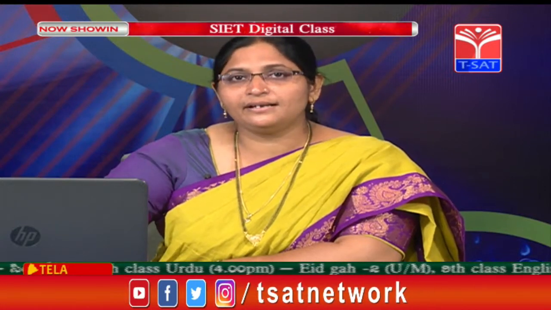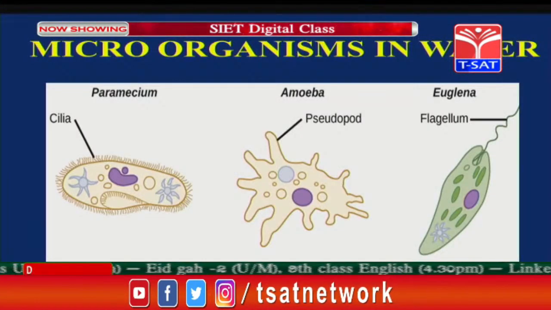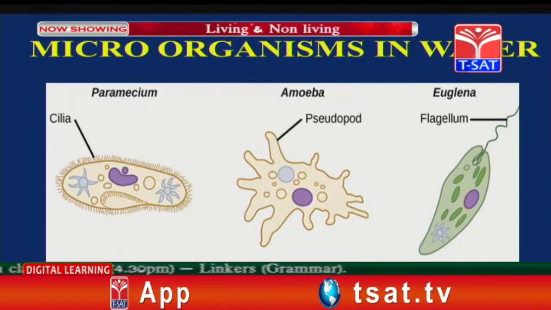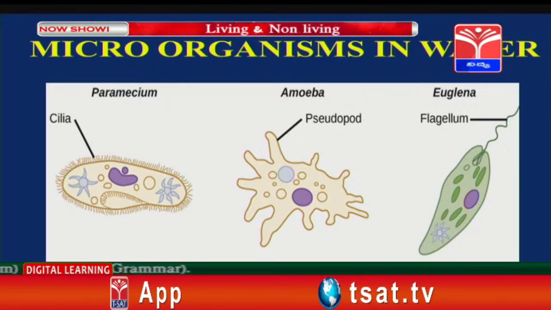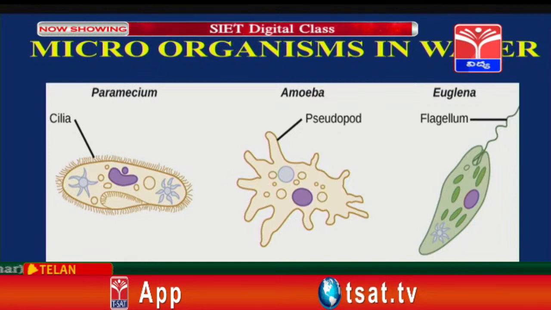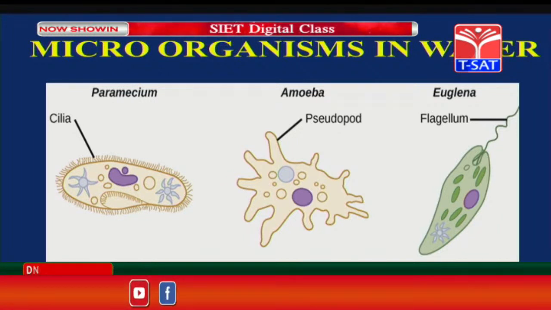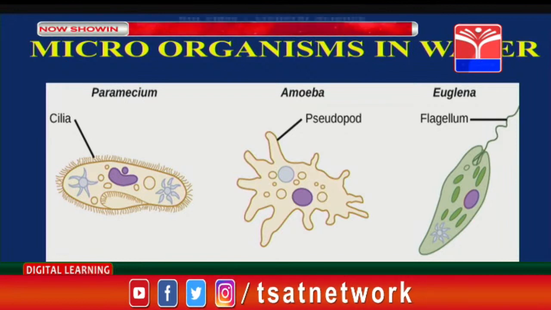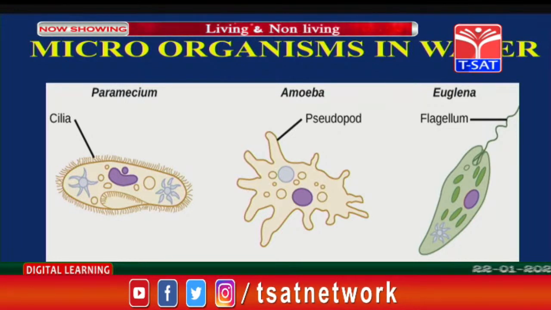Now, the next one, see children here. Some microorganisms are also present in water. So, what are the microorganisms present in water? Paramecium, amoeba, euglena, some types of chlorella, spirogyra. All these are the different types of microorganisms which are present in the water.